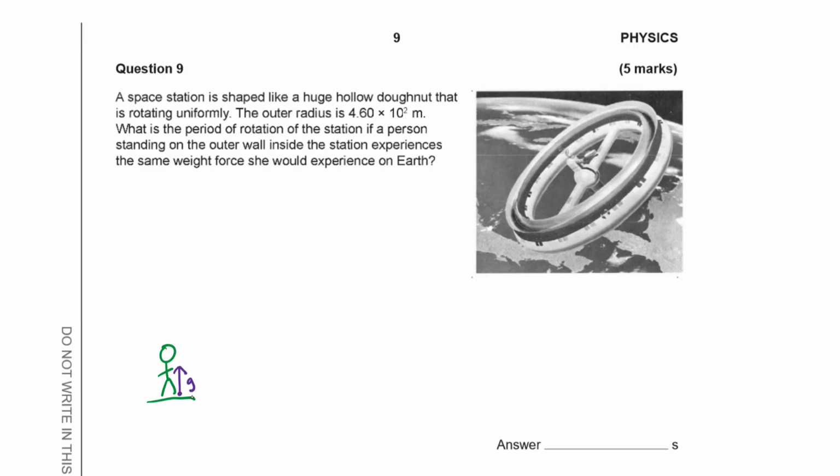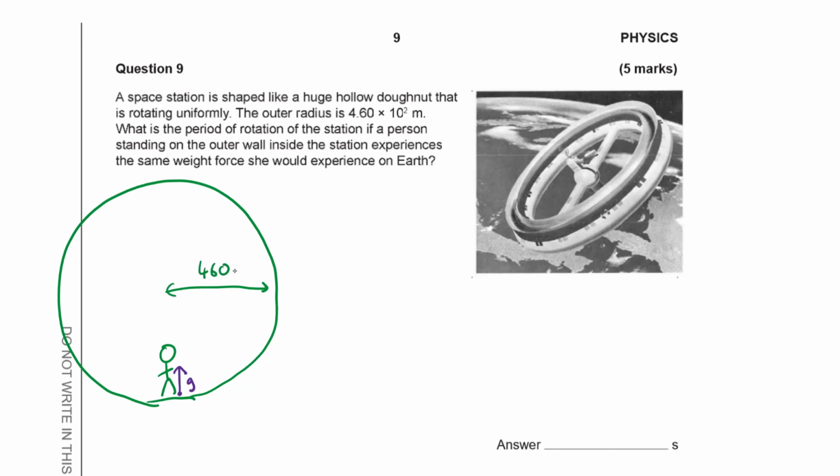Now, in this case, what we're trying to do is simulate that in the absence of actually having any gravity. So we need to put this person inside a circle of a certain radius. In this case, it's 460 meters, and we need to have them zipping around with a velocity. So that means that the centripetal force is going to be equal to that 9.8 meters per second squared.